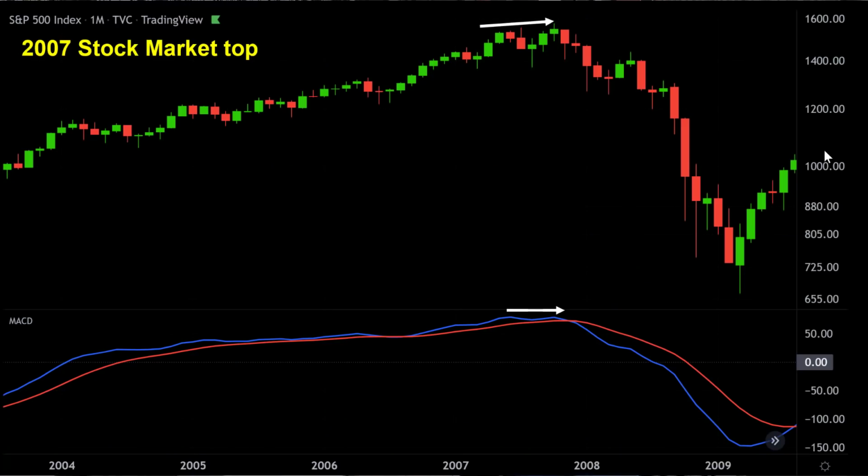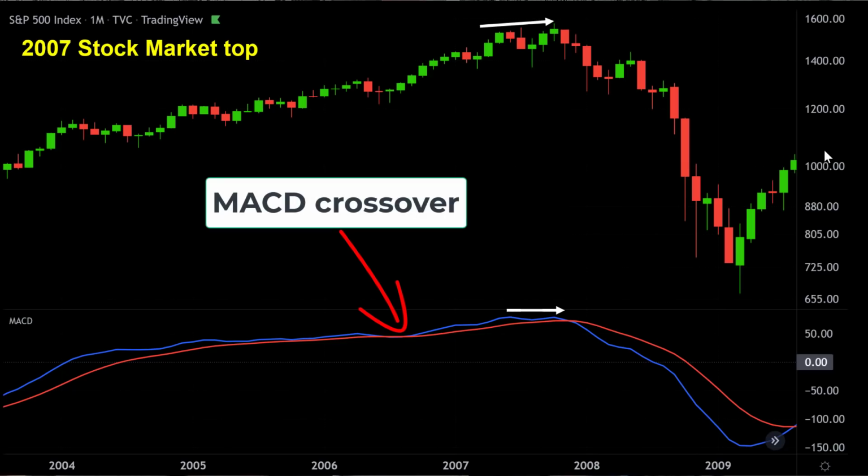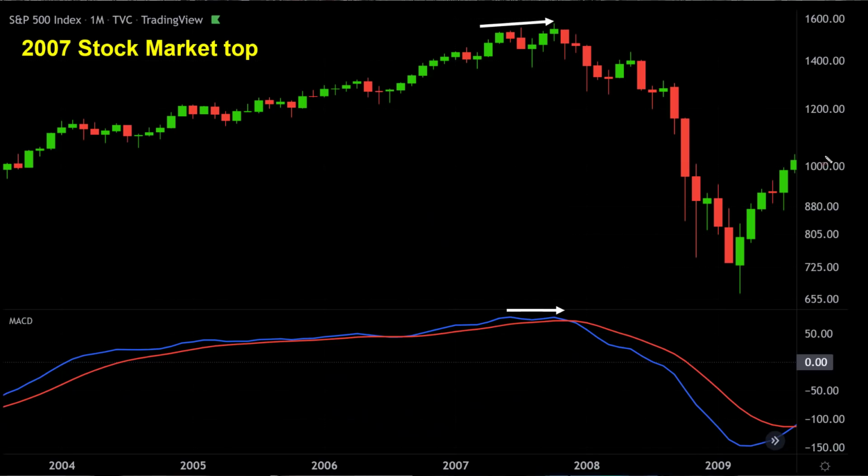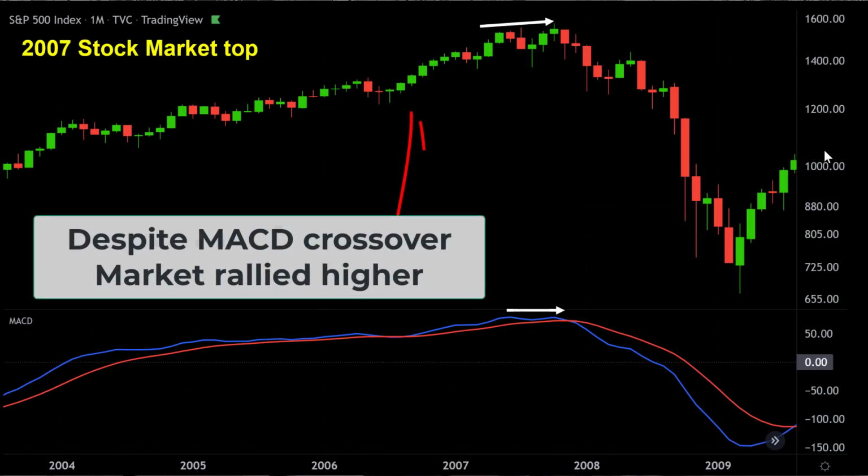For example, we see it all the time in the stock market. So here's an example for you in 2007 on the S&P. Notice on the monthly chart of the S&P in 2007, first of all, we had a MACD crossover sometime before that, sometime before 2007. I think it was in 2005, 2006. And notice, despite the MACD crossover, the S&P continued to rally higher. It continued to go higher.